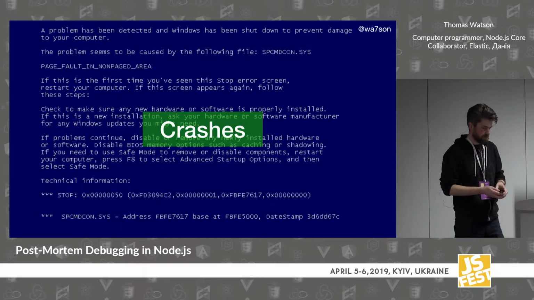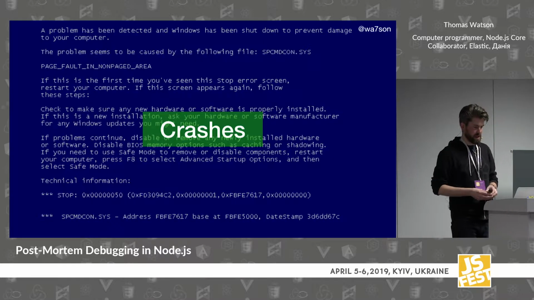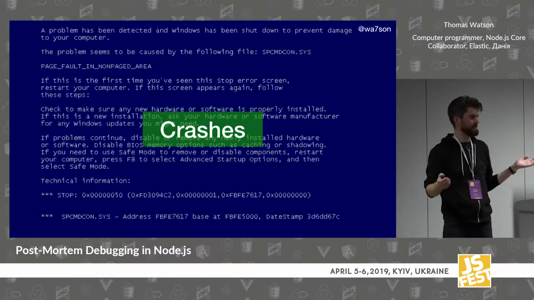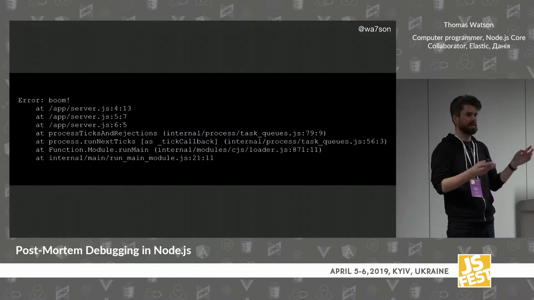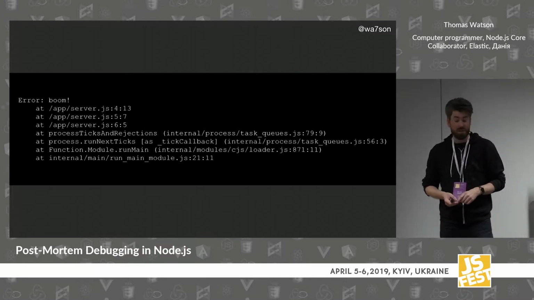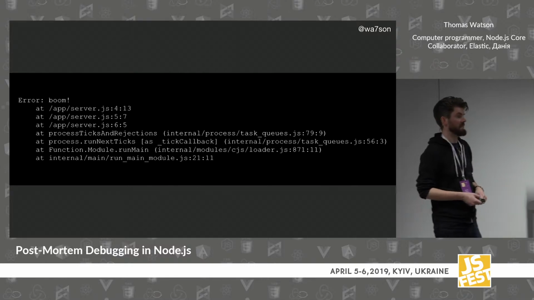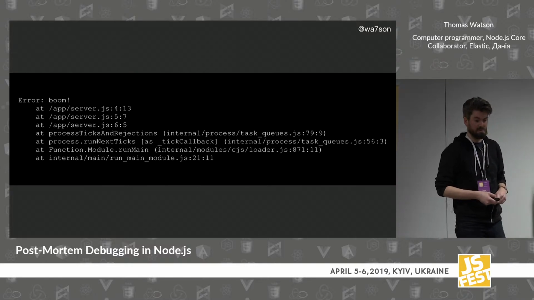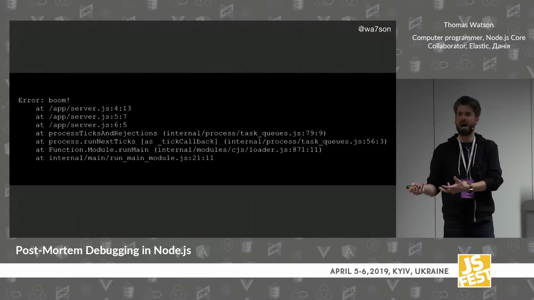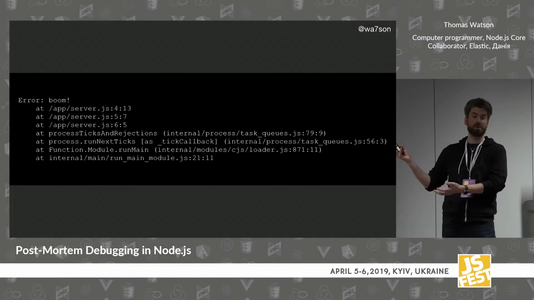So let's look at crashes. Normally when you have a crash, you get a stack trace. And hopefully that's enough to figure out what's wrong. You don't need a core file, a core dump. But in some cases, it might not be enough. Maybe your code is actually fine, but the state of the program was different than you expected. You can't see the state of the program from just looking at a stack trace.